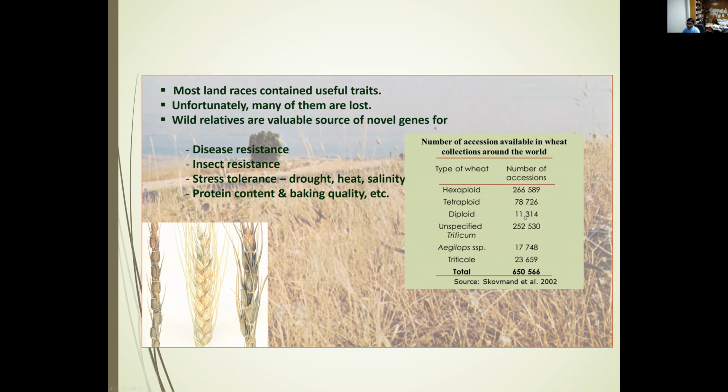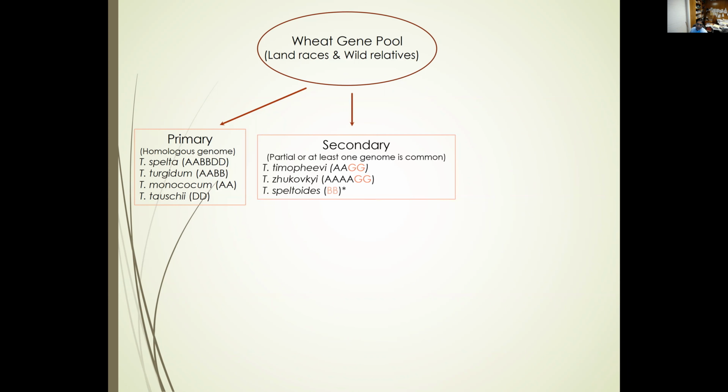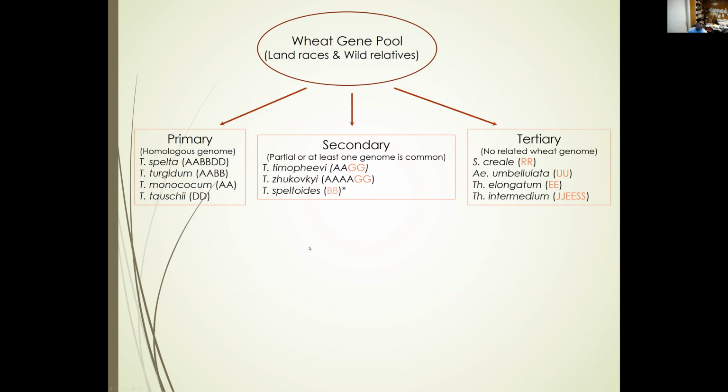This shows the accessions available in the wheat collection that Dr. Skovmand assembled when he was at CIMMYT. Now the question is, where is that gene pool? If it's the primary gene pool, then it would be easier to transfer the gene. If it's secondary, from a related genome, it would be okay. But when you go to the tertiary gene pool, then the headache comes, but it can be achieved.